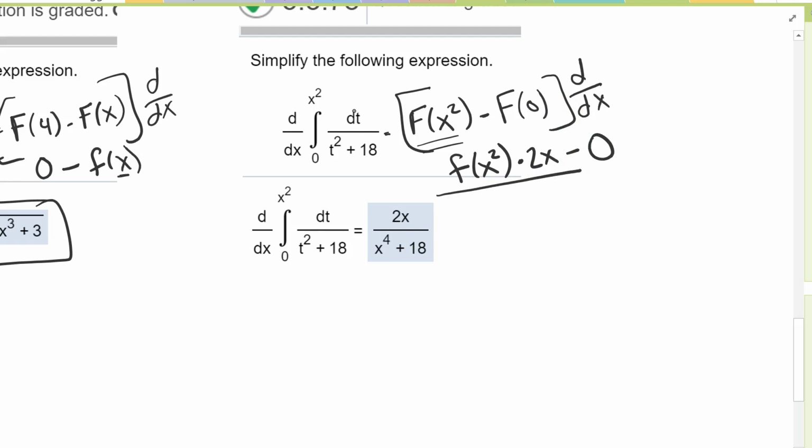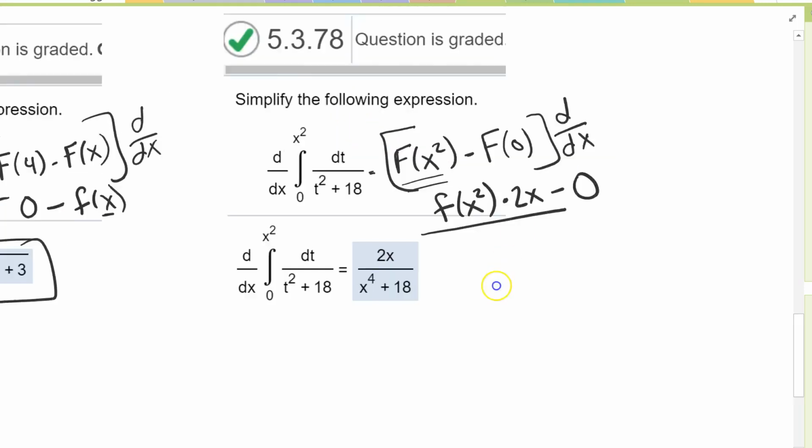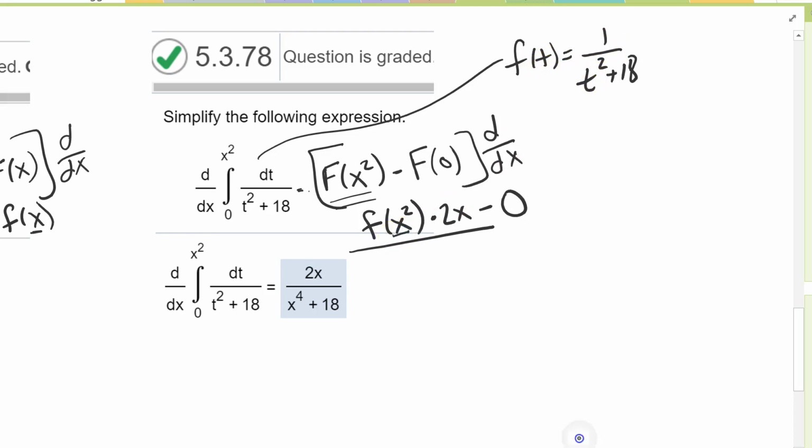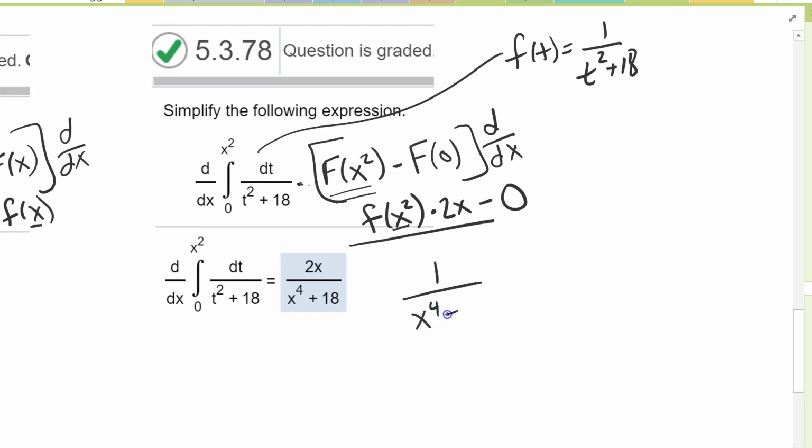So what this is saying is this is the original function, right? Everywhere I have a t, the original function in this case, f of t, is 1 over t squared plus 18, right? Because the dt comes out front. So I'm going to replace that. Everywhere I have a t, I replace it with x squared. So I have 1 over x to the 4th plus 18, and then this is that chain rule times the 2x, which gives me this expression here.